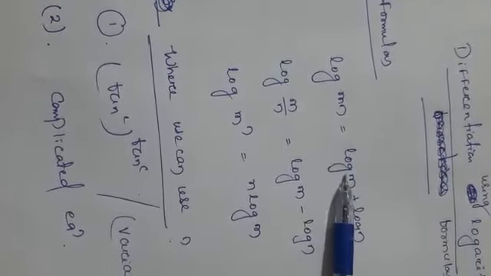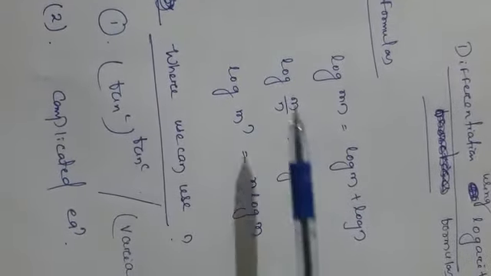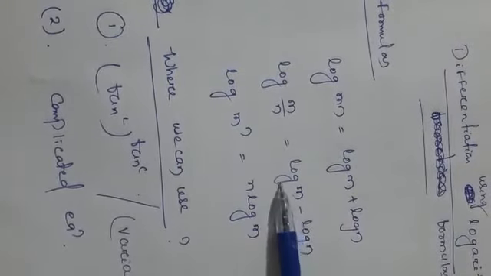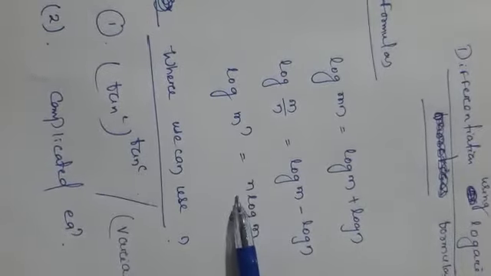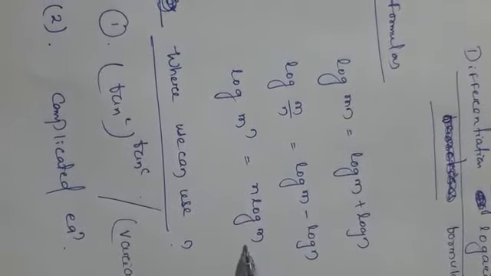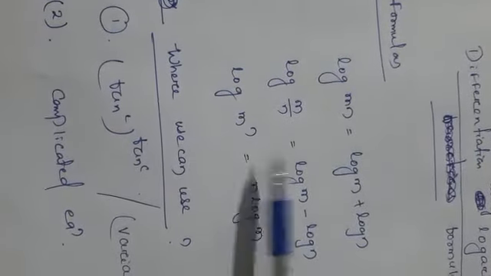log mn equals log m plus log n. log m divided by n equals log m minus log n. log m to the power n equals n log m. So these are the three formulas that will be useful for this exercise.